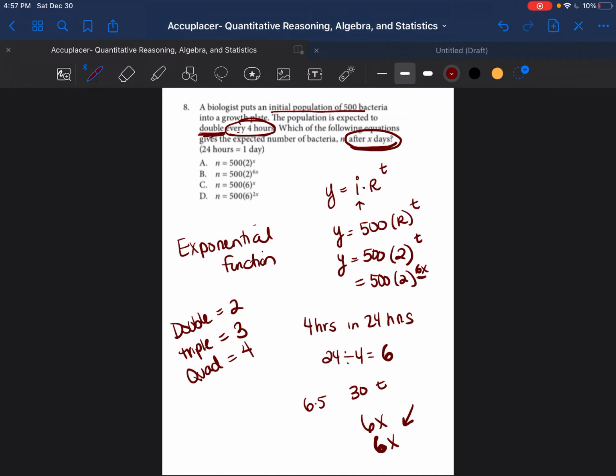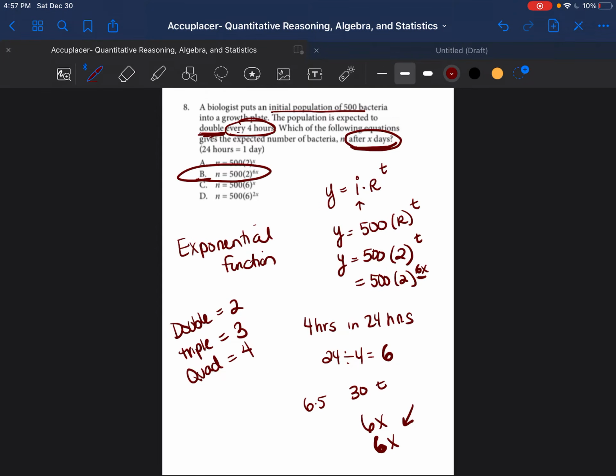So our equation is going to be 500 times 2, and then as an exponent, 6x. So we're going to go ahead and see what satisfies that equation, and the answer is going to be B.